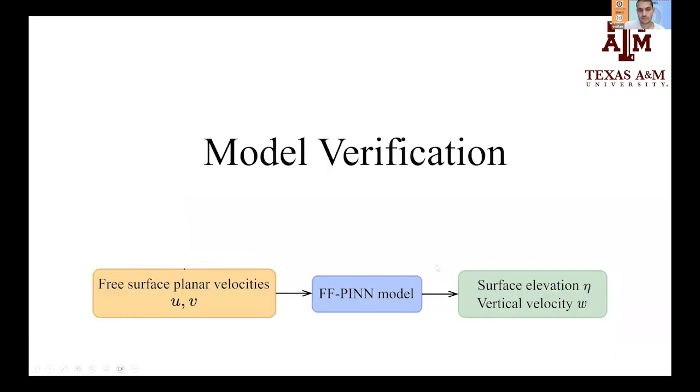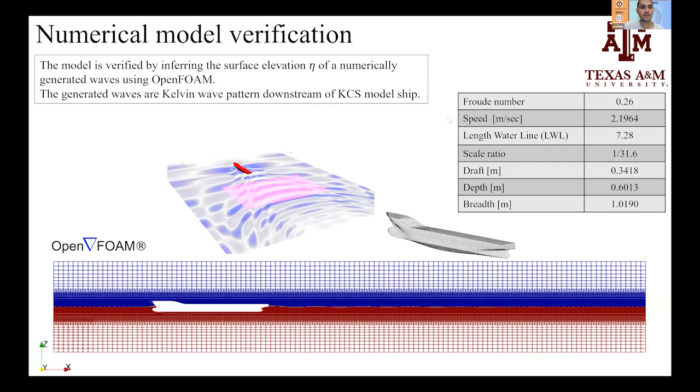Model verification. We didn't implement this model verification experimentally, but numerically. We obtained a free surface planar velocity for the horizontal velocity components, and then we fed these horizontal velocity components to the Fourier feature physics-informed neural network model. Then we estimated the water wave surface elevation and the vertical velocity component. How did we do this?